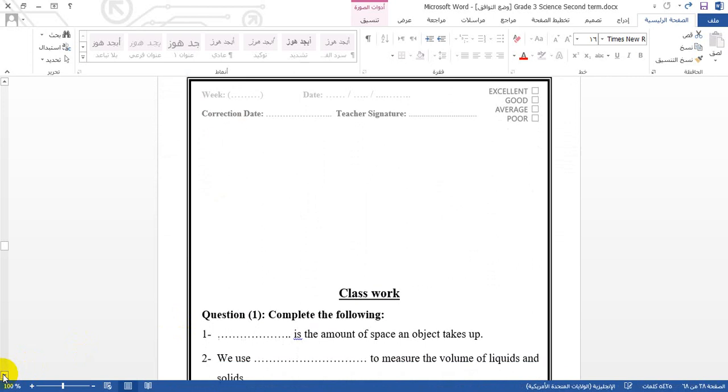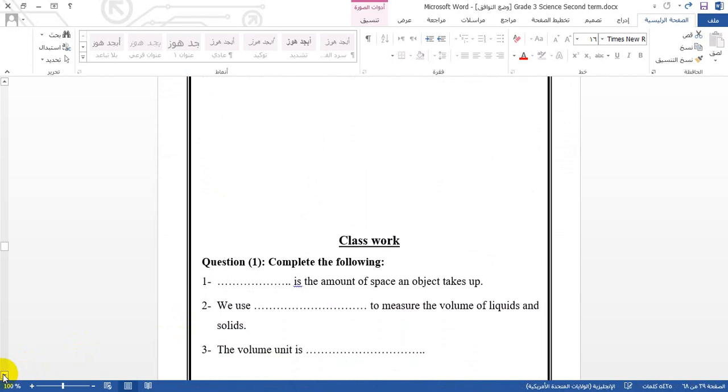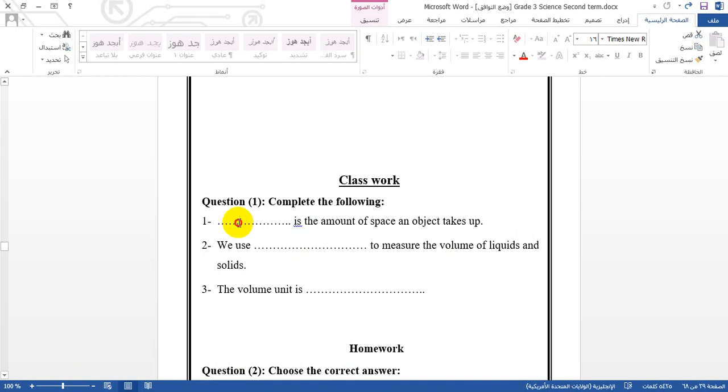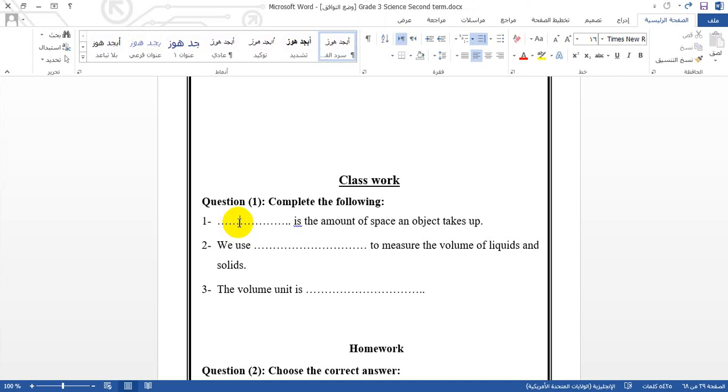Okay, classwork. Now let's start solving the classwork. We are on page 36. Question number 1: the amount of space an object takes up. The amount of space an object takes up is the volume.